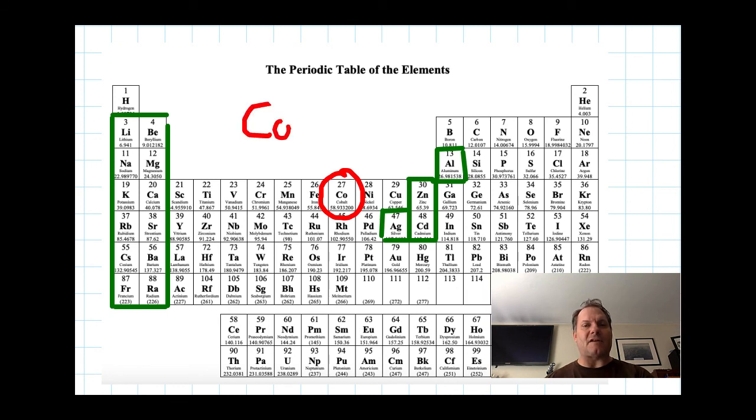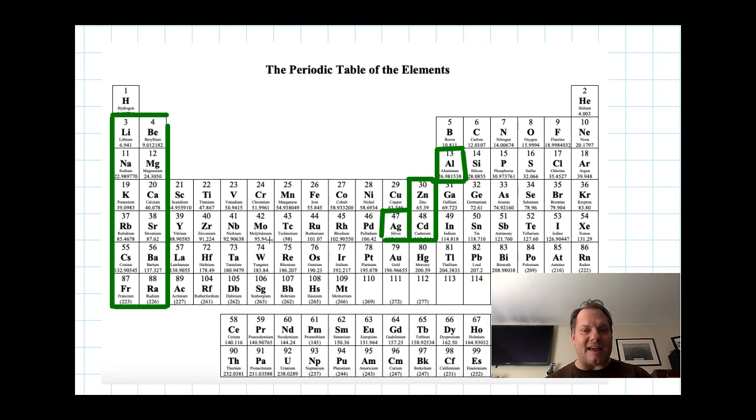I could do that by figuring out who it's bonded to. Hey, this cobalt's bonded to 2 chlorides. What charge must cobalt have? Oh, it must be 2. So this is cobalt 2 chloride. Now what do you suppose I would have if I just had CoCl? Now it becomes cobalt 1 chloride. Point being, because it's not in one of the green boxes, it needs a Roman numeral in its name.